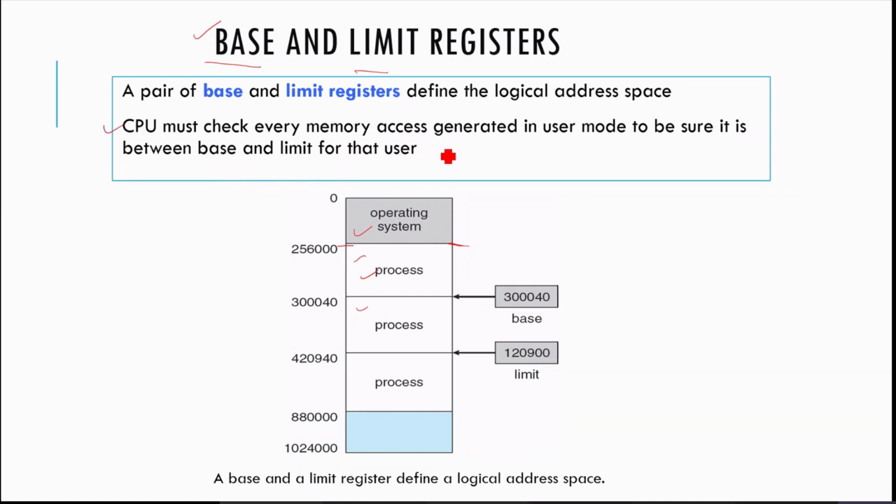The CPU must check every memory access generated in user mode to be sure it is between the base and the limit for that user. Whenever the CPU runs any program, it generates some address, and that address we call the logical address. Who generates it? The CPU, for user programs, because the program will be running in the main memory or RAM.